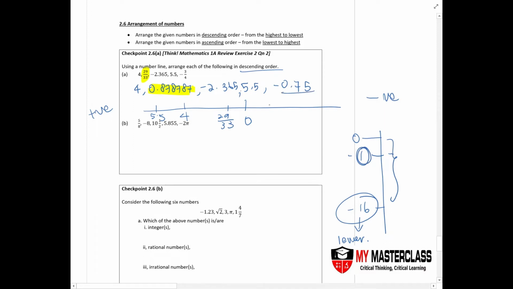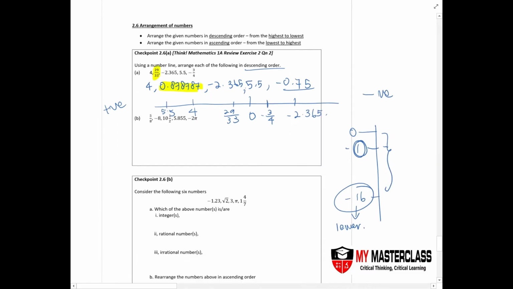So therefore we will pick 0.75. Again, let's not write 0.75, let's go for negative 3 over 4. Then subsequently, let's just copy down negative 2.365. So this would be your answer in descending order.